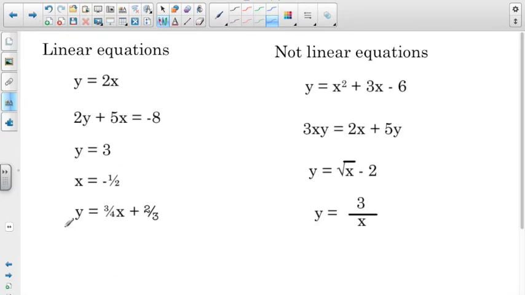So here are some examples of linear equations. y is equal to 2x, 2y plus 5x is equal to -8, y is equal to 3, x is equal to -1/2, y is equal to 3/4 x plus 2/3. Those are all examples of linear equations. This is not a linear equation. Why? I have a square. This is not. Why? Because I have x times y. This is not because I have the square root. This is not because the variable is in the denominator.